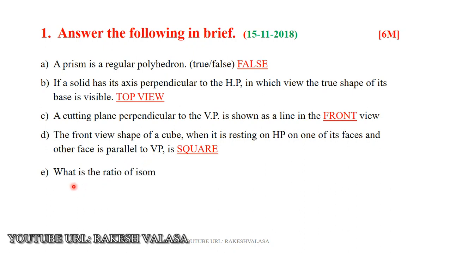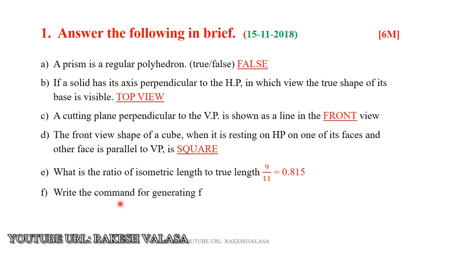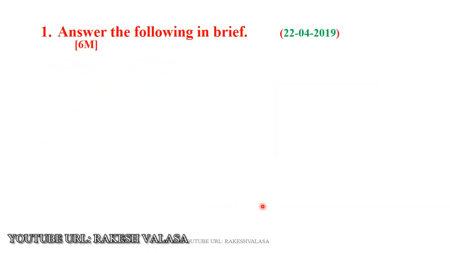Question number E. What is the ratio of isometric length to true length? That is equal to 9 by 11, or root 2 by root 3, or 0.815. Question number F. Write the command for generating a fillet on edges. Answer is fillet. Or you can write F enter R enter. Let us see one more question paper, that is 2019.